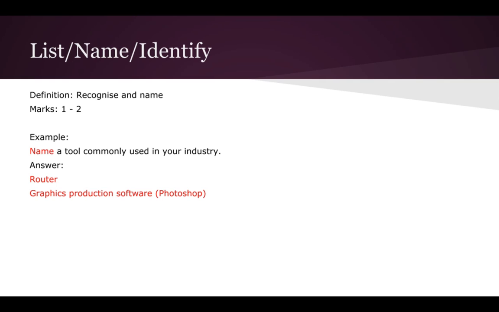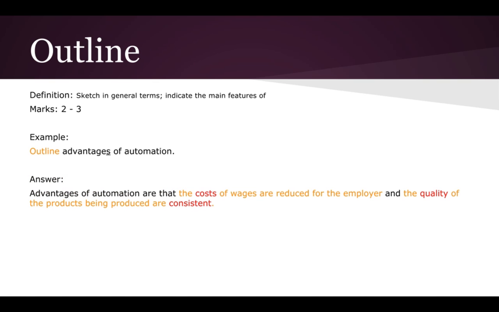I've given the example here of name a tool commonly used in your industry, which for timber, a router is a tool, and graphics production software, or Photoshop, would be one for multimedia. Outline is sketch in general terms, and you'll notice here the traffic light system I've been using for extended responses. An outline I've made orange level, which is worth 2 to 3 marks, and you can see where I'm reaching that point in that answer there.